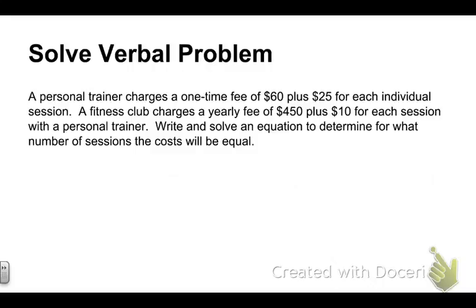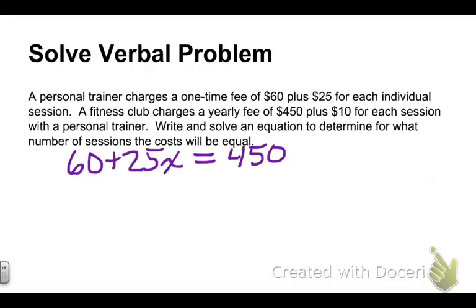Next year, you're going to expand on this. You're going to start graphing this. All right, but right now, let's just set it up. So we've got two equations. When would they be equal? So the first one, personal trainer, is $60 plus $25 for each individual session. We don't know how many sessions. There's our x. When is it going to equal the fitness club? They have a $450 charge plus a $10 fee for each session. How many sessions would the cost be equal?